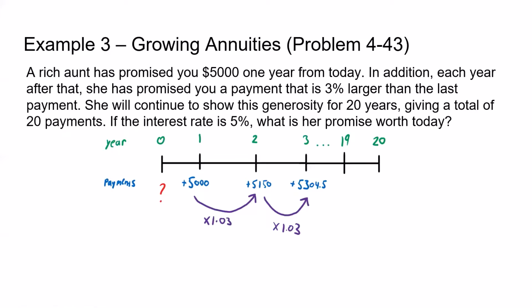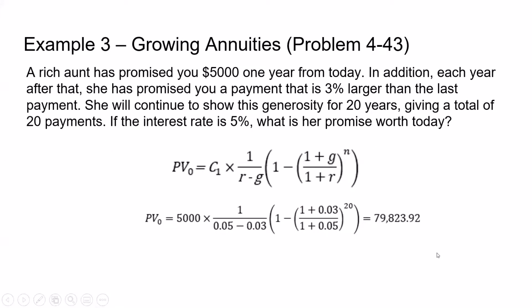Go ahead and pause the video now and try to solve this question using the formula below. Okay, let's see how you did. C1 is the cash flow in year 1, which is $5,000. R is our interest rate, which in this case was 5% written as a decimal, so 0.05. G is our growth rate, which is 0.03. And then N is the number of periods. So in this case, we had 20 years or 20 periods because it was annual.